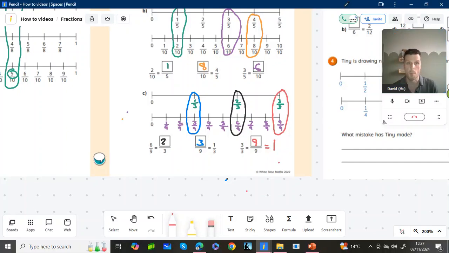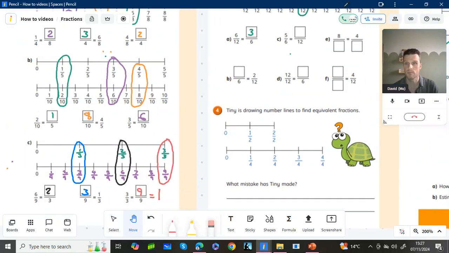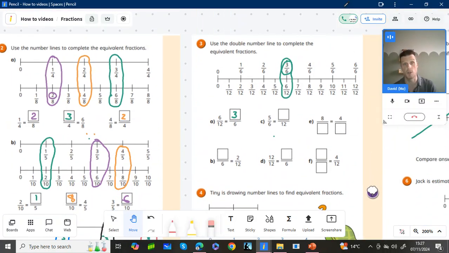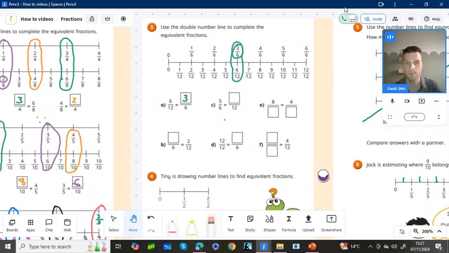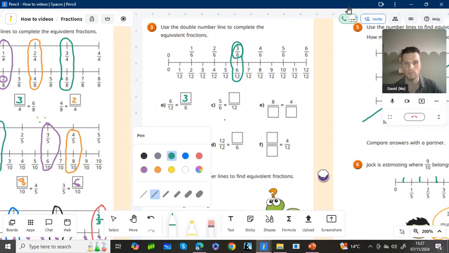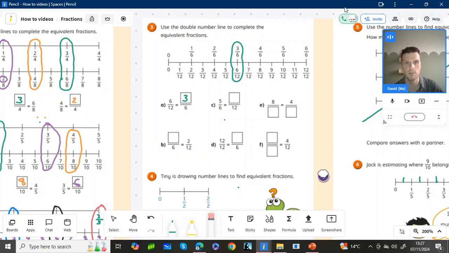Okay, moving on to question 4 now. Oh no, sorry, that was question 2. Moving on to question 3. So I've answered A. So I'm going to just stick with green now. I'm just going to write that out each time. So B, 2/12. So we'll go from here. Is equivalent to 1/6.